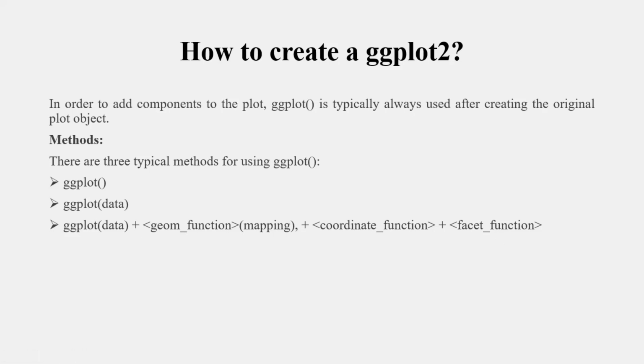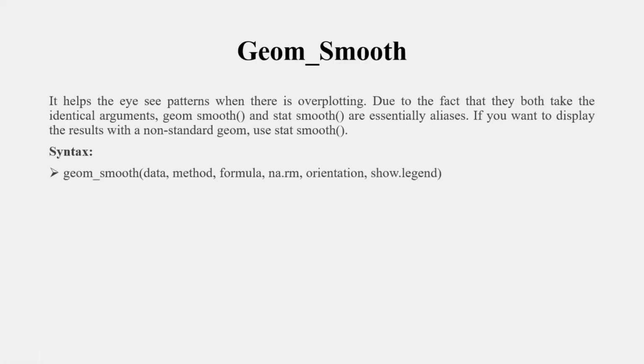Let's move forward. So in today's lecture, we will study about geom smooth. It helps the eye see patterns when there is overplotting. Due to the fact that they both take the identical arguments, geom smooth and stat smooth are essentially aliases. If you want to display the results with a non-standard geom, use stat smooth. So the syntax is in front of you. You just use the geom smooth keyword, pass the data frame, then the method, formula, na.rm, and some parameters.